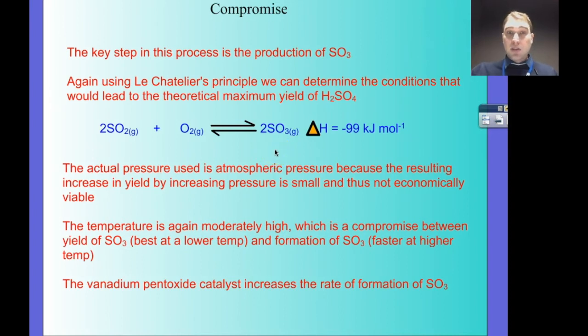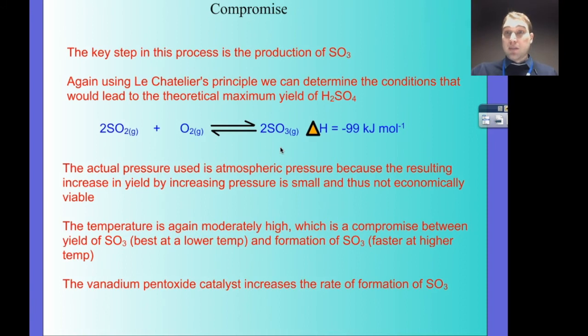So in terms of pressure, if we increase the pressure, we're going to shift the position of equilibrium to produce fewer molecules. So in this case, increasing the pressure would produce more sulfur trioxide, which is what we want. There's 3 molecules on the left, 2 molecules on the right. So if we increase pressure, we would get more sulfur trioxide produced.